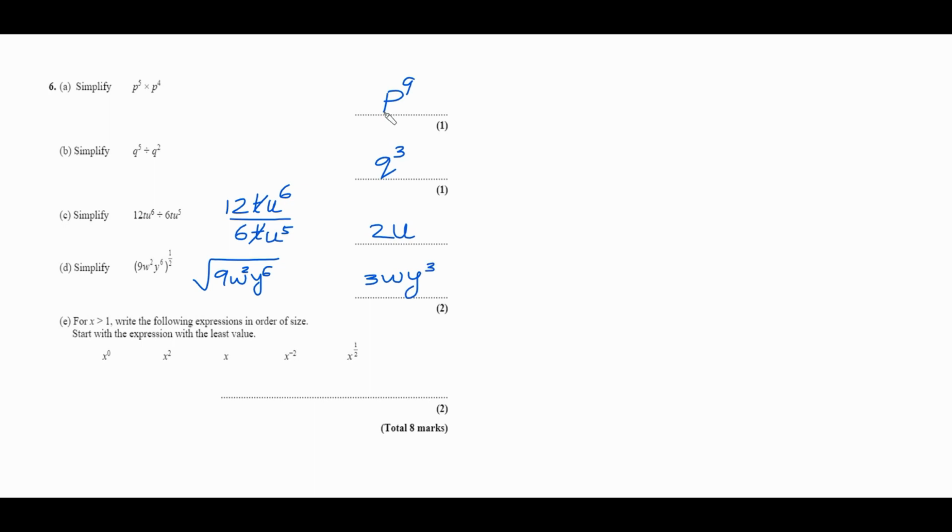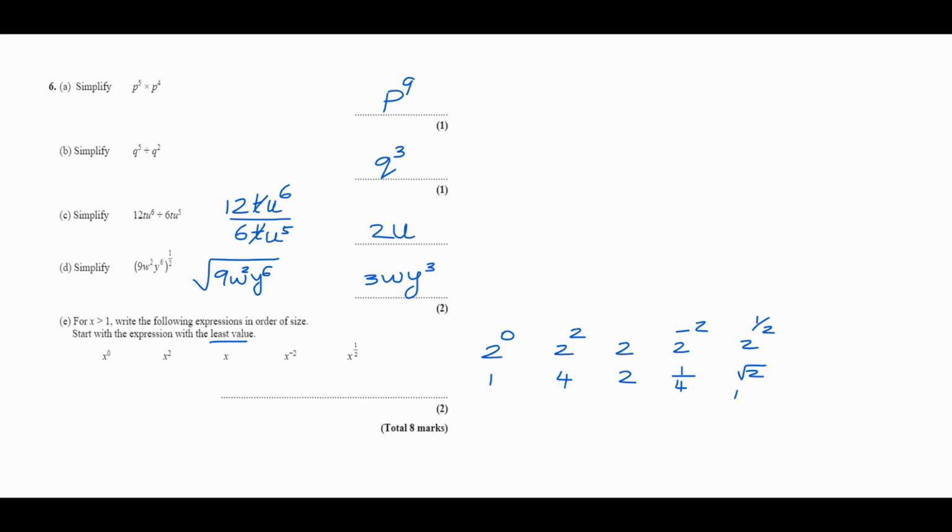Next question, for x greater than 1, write the following expressions in order of size, starting with the expression with the least value. So x is more than 1, so in this case you can put x equal to 2. So 2 to the power 0, 2 to the power 2, 2 to the power minus 2, 2 to the power half. So 2 to the power 0 is 1, 2 to the power 2 is 4, this is 2. 2 to the power minus 2 is 1 over 2 to the power 2, 1 over 4 is a quarter. 2 to the power root 2 is root 2.